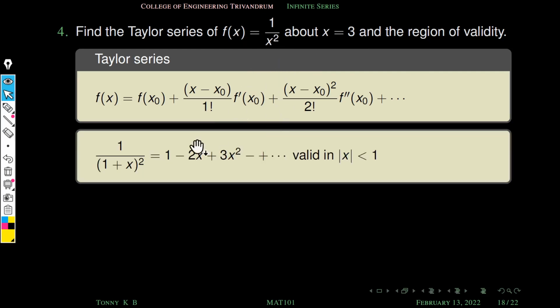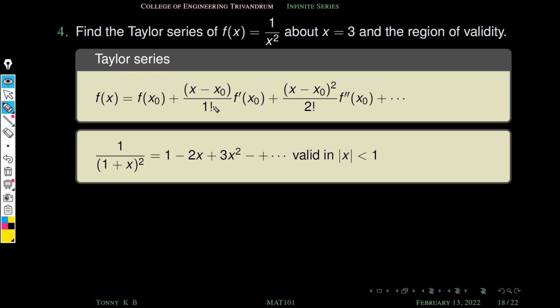Okay, we have a Maclaurin series like this, 1 by 1 plus x square. We know its series expansion is 1 minus 2x plus 3x square, etc. And this is valid in the region mod x less than 1. Okay, in this case, I am going to apply this non-Maclaurin series for expanding the Taylor series of this function about x equal to 3.